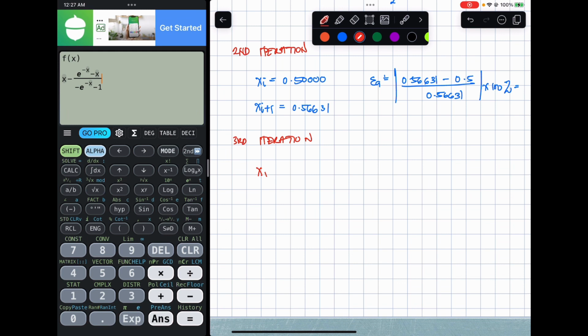For my x sub i, then, it will be 0.56631. I'll start with 0. I'll end with 0.56631, 0.56631, and I'll end with 0.56631 as well. So giving me for my x sub i plus 1 to be 0.56714.